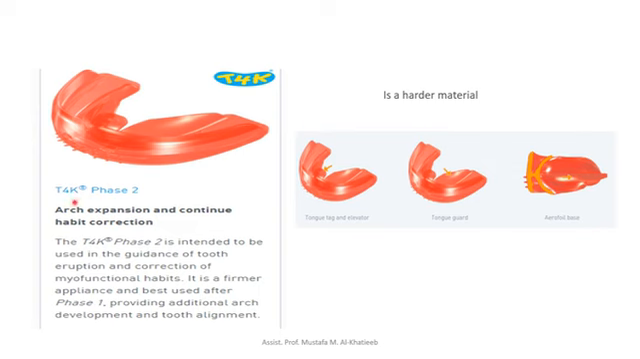A trainer for kids phase 2 also has a tongue tag and elevator, a tongue guard, and an aerofoil base. It provides the phase 2 arch expansion and continual habit correction, used in the guidance of tooth eruption and correction of myofunctional habit. It is a firmer appliance, a harder material. So phase 1 is soft and flexible, while phase 2 is a harder material, providing additional arch development.